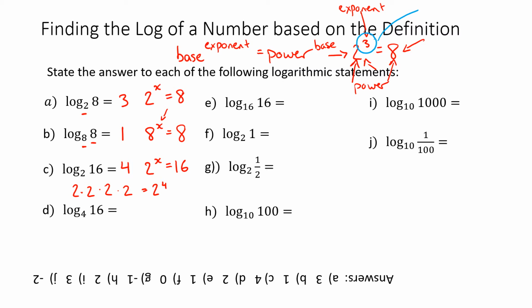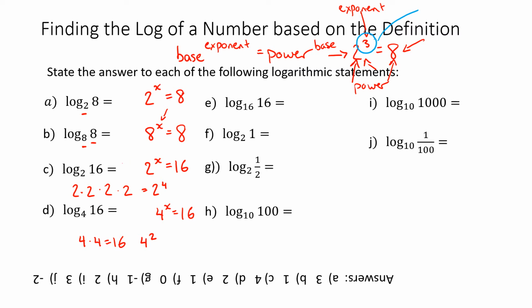Example D is the log of 16 and the base is 4. So again, 4 to some exponent is equal to 16. So we have simply 4 times 4, and that's equal to 16, right? So there's 4 2 times, which is 4 squared. So our logarithm here, our solution is 2.